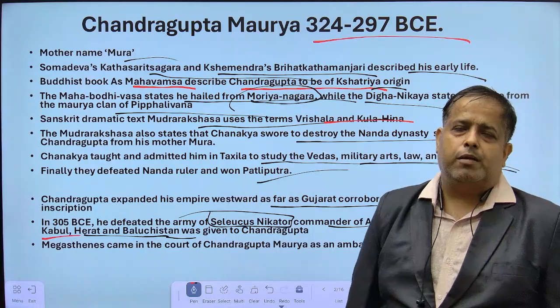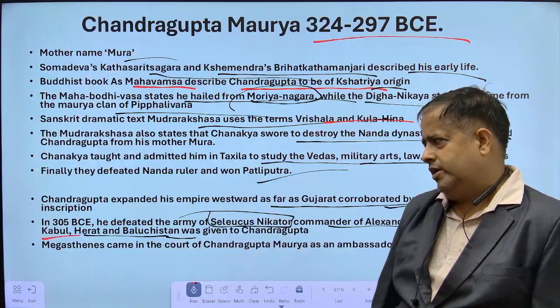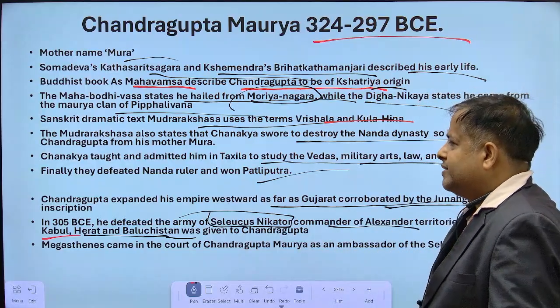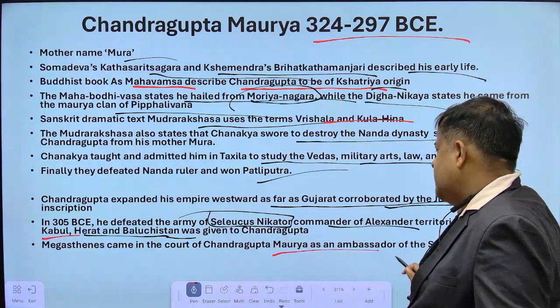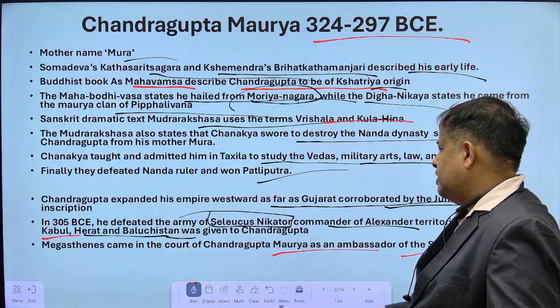Beta, anyway, no father will marry his daughter to someone who has lost, right? So that's fine. Megasthenes came into the court of Chandragupta Maurya as an ambassador of Seleucus Nicator.